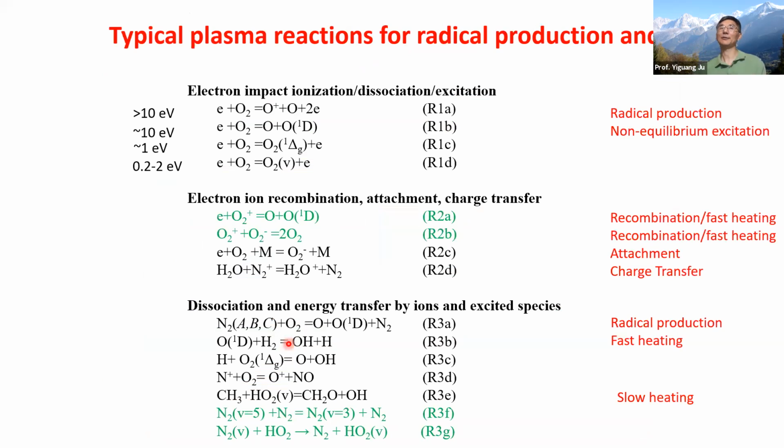I tried to highlight some of the reactions, and we talked about them before. You have electron impact associated reactions and vibrational and electronic excitations. They generate radicals, and they generate faster non-equilibrium excitations. You have ion recombination, attachment, charge transfer. They not only generate radicals, but also give you heat. And then you have excited states, and they give you radicals, fast heating, slow heating, all these important things. But which reaction is important?